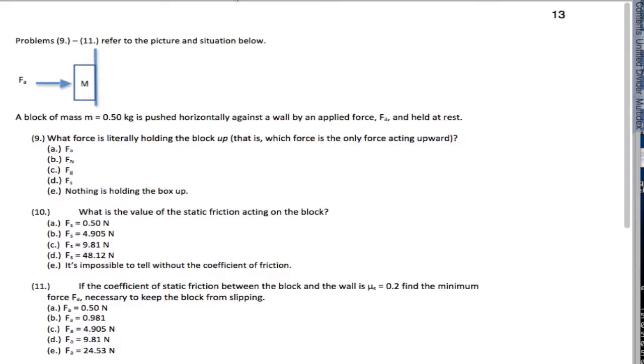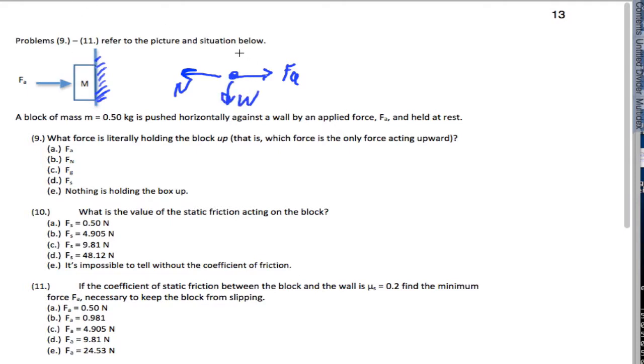All right, next question, next page. So we've got this block, it's pushed against a wall, and that makes things a little bit weird when we draw a free body diagram. We've got the applied force, we've got the normal force from the wall pushing backwards. Be careful, normal forces don't just have to go upwards, they go perpendicular to the surface that we're resting against. In this case, we're resting against a wall.